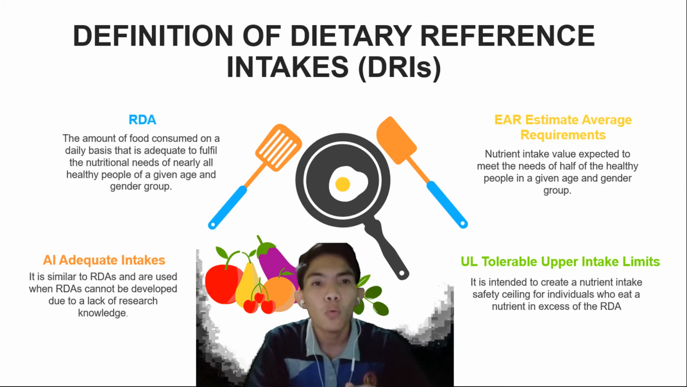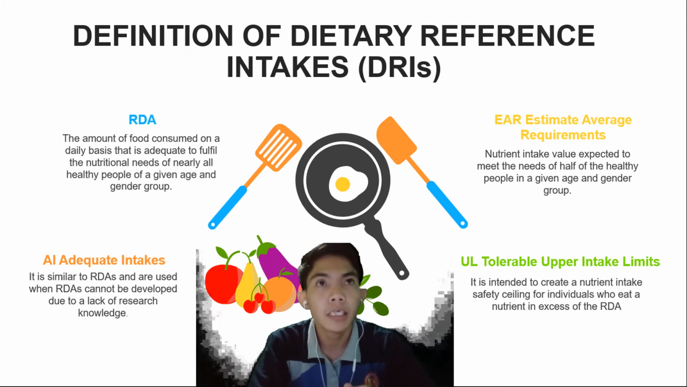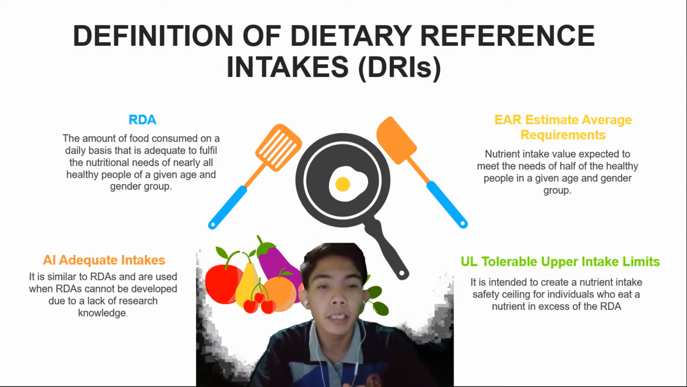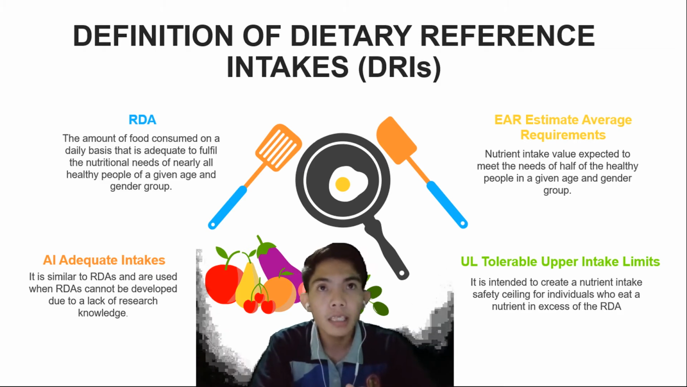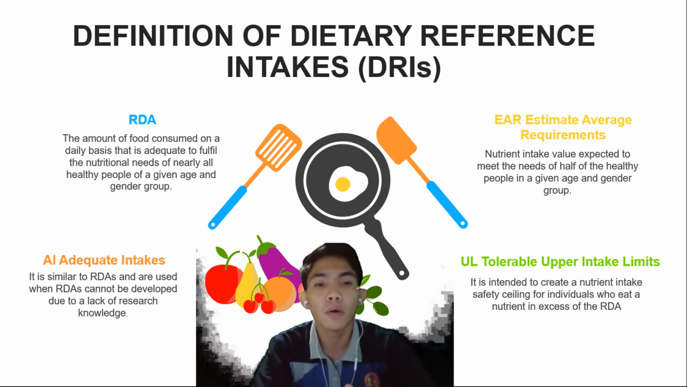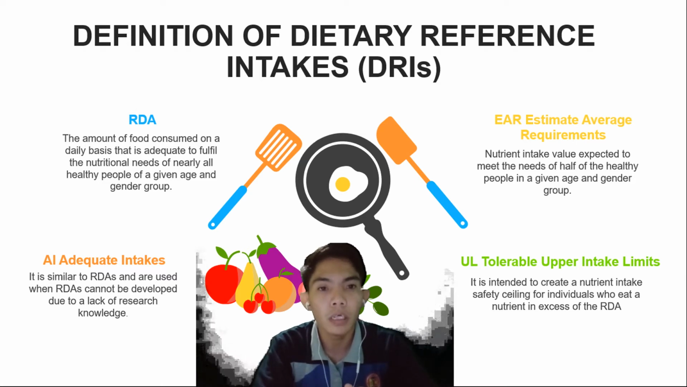Okay, we go to the last one, which is tolerable upper intake limit, UL. Tolerable upper intake limit is intended to create a nutrient intake safety ceiling for individuals who eat a nutrient in excess of the RDA.